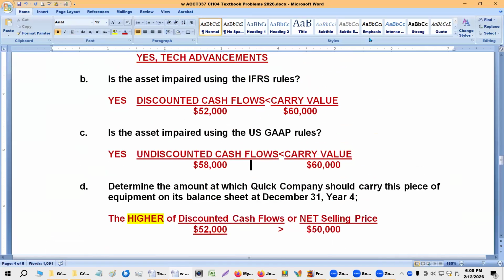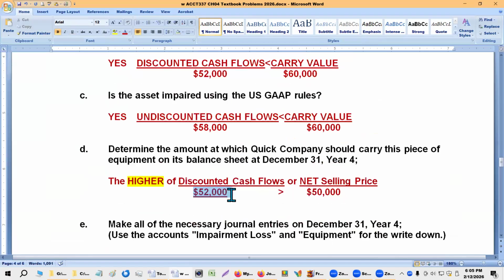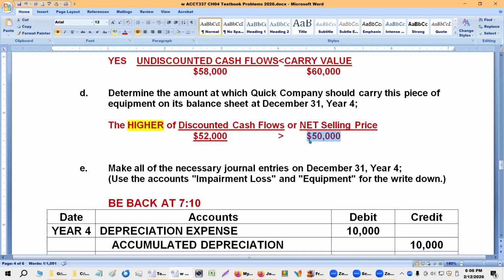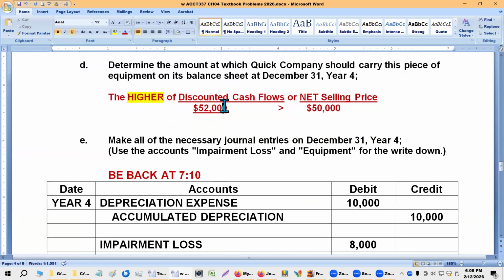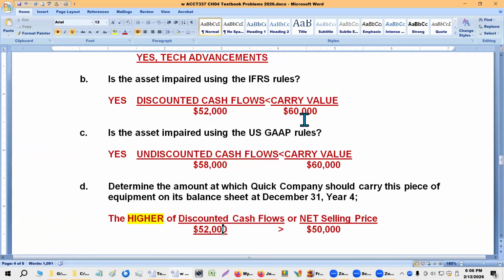And the idea is this: if you want to wait around and use this machine for its full life, it's worth 52,000. If you want to sell it today, it's worth 50. And if you're talking about efficient markets, you'd say, okay, we want to do whatever is higher there. But you also might question, how in the world could a selling price be higher than the discounted cash flows? If these are the best cash flows you can get, they are the value of the machine or whatever it is.